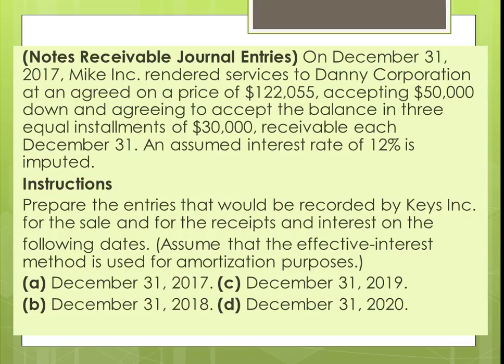Now, what about notes receivable? So let's look at this example. On December 31st of 2017, Mike renders services for Danny Corporation at an agreed on price of $122,055, accepting $50,000 and agreeing to accept the balance in 3 equal installments of $30,000, receivable at the end of each year, and we should assume that has an imputed rate of 12%. So what we're going to do is record, and we're going to use the effective interest rate to amortize.